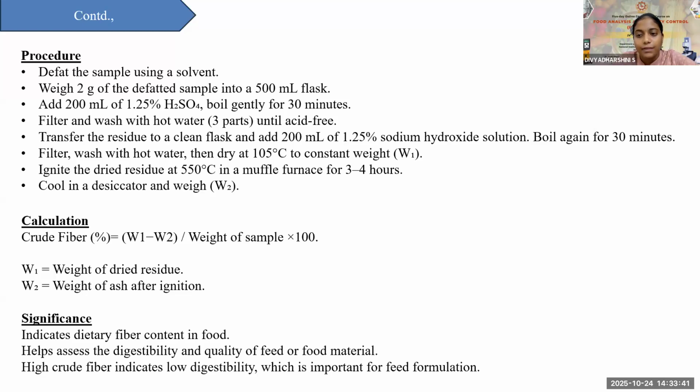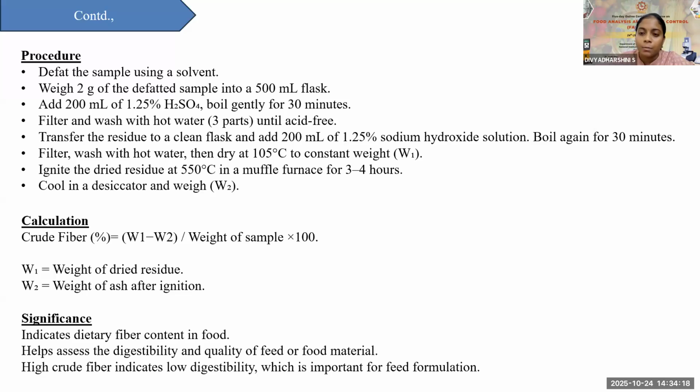Wash until it is acid free. Then we skim off the residue from the filter paper without tearing it. We can also use a muslin cloth, which works well. Transfer the residue to a clean flask, add 200 ml of 1.25 percent sodium hydroxide solution, and boil again for 30 minutes. After 30 minutes, filter and wash with hot water, then dry at 105 degrees Celsius to a constant weight. There may be solvent or water remaining, so we need a constant weight before incineration.